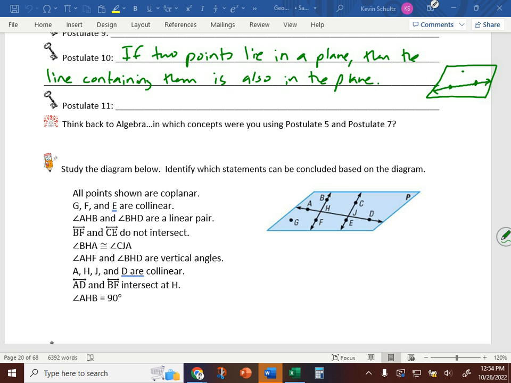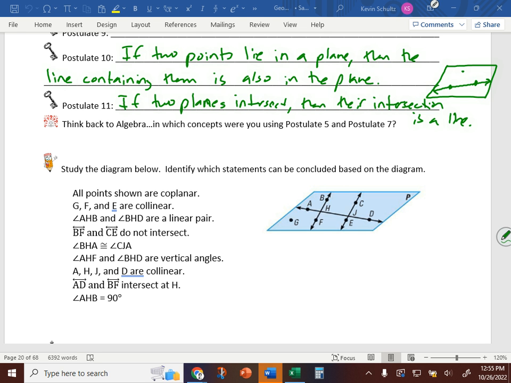Okay, and then postulate 11 says that if two planes intersect, then their intersection is a line. If two planes intersect, then their intersection is a line.